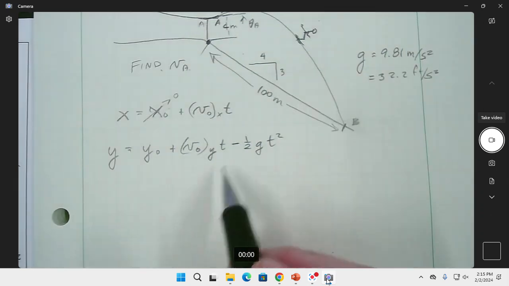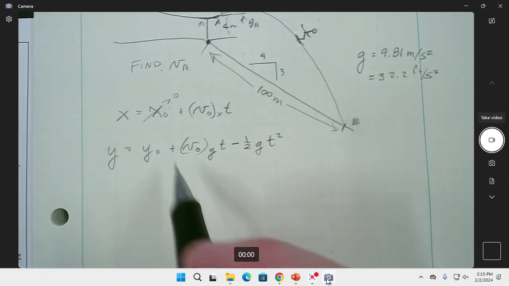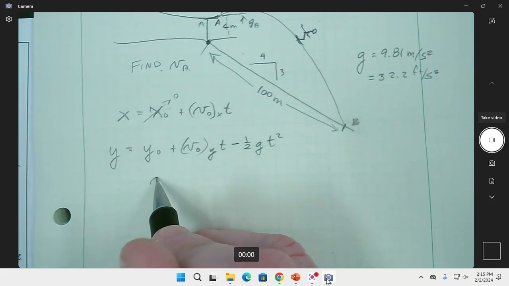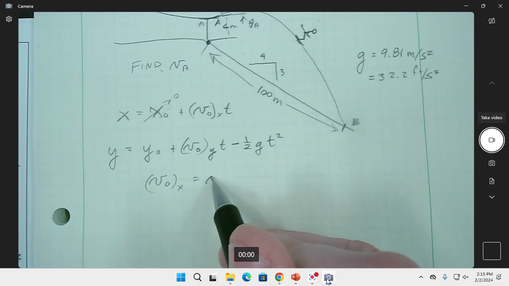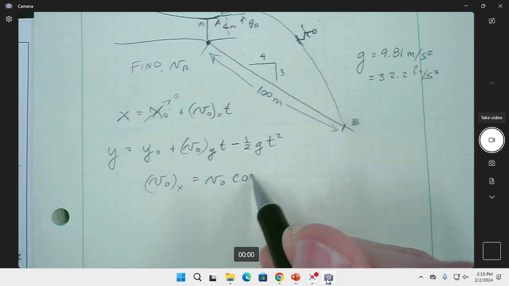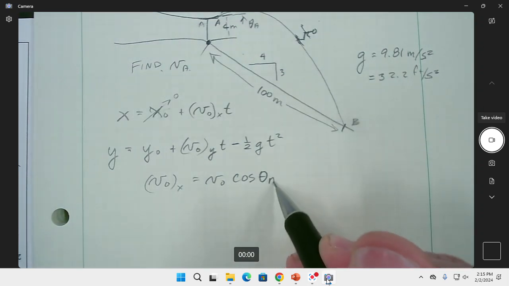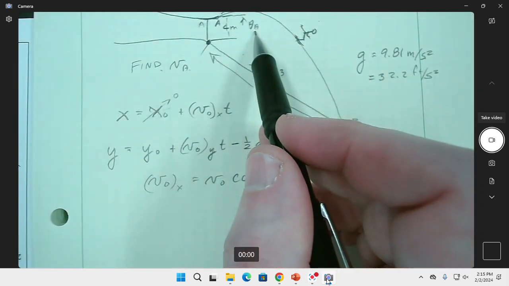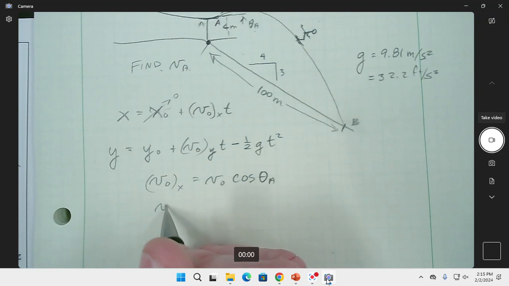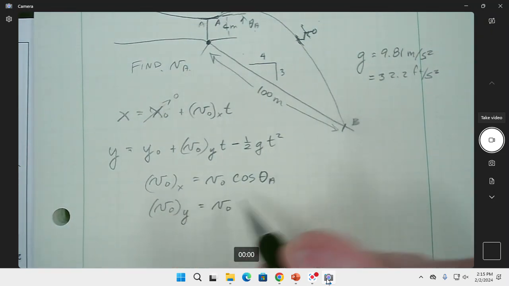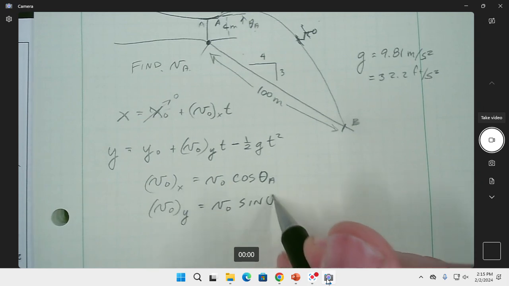Okay, so one thing to start with that can be helpful is to also write down that v0x is equal to v0 times the cosine of, in this case, theta A, how they have it written. They call that theta A. v0y equals v0 sine theta A.